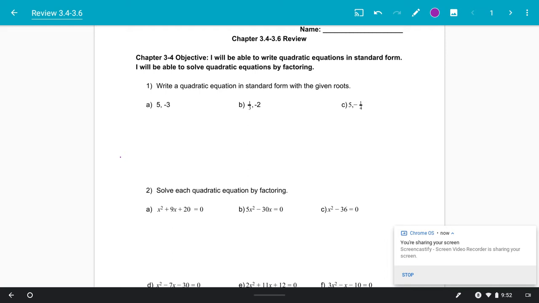So in section 3-4, it says I'll be able to write quadratic equations in standard form. I'll be able to solve quadratic equations by factoring. So those are our two objectives in this section.